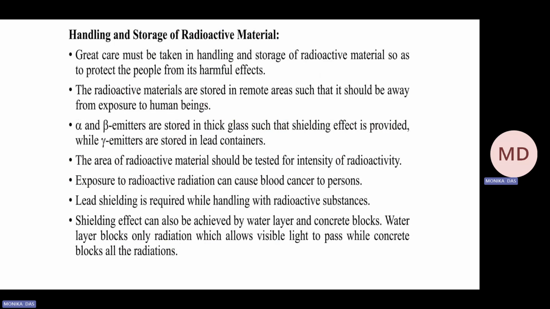Exposure to radioactive radiation can cause blood cancer to the person. So it is very important to handle the radioactive material carefully. The person handling it must be very careful about this. Lead shielding is required while handling radioactive substances. Shielding can also be achieved by a water layer and concrete blocks. A water layer blocks radiation while allowing visible light to pass, while concrete blocks all the radiation.